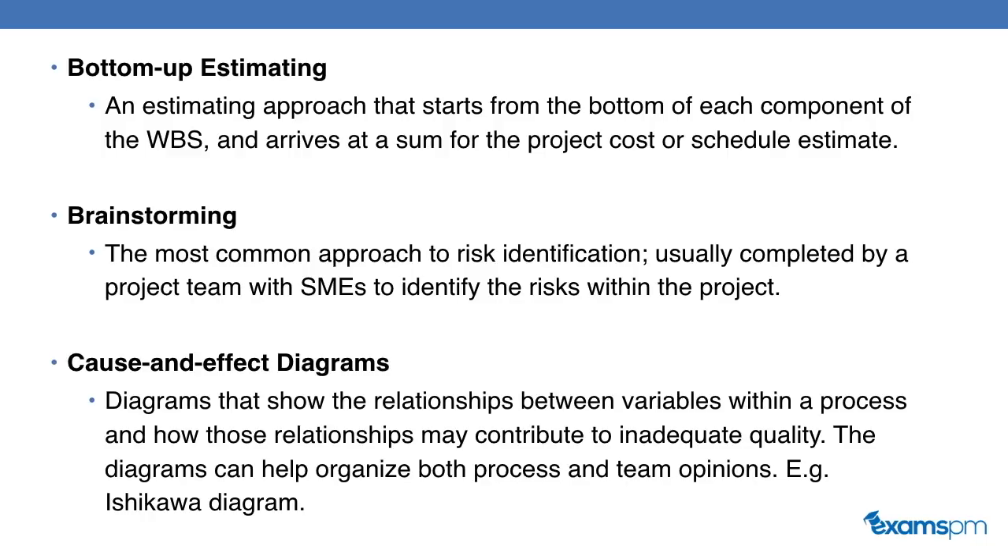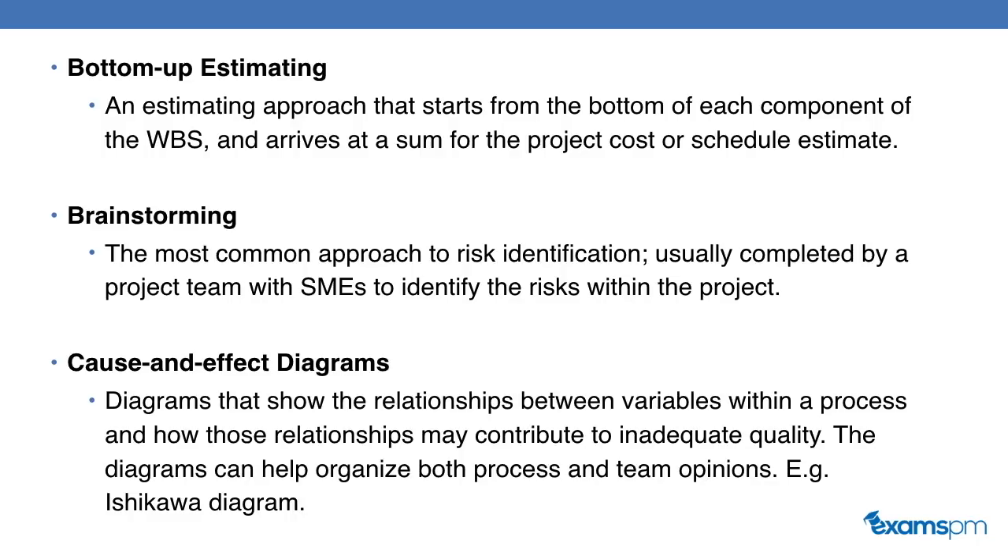Cause and effect diagrams. These diagrams show the relationship between variables within a process and how those relationships can contribute to inadequate quality or problems. So this can also be called an Ishikawa diagram or a fishbone diagram. Essentially, the effect that you see is put at the head of this diagram, and possible causes are traced in the quote-unquote bones of this fishbone diagram.